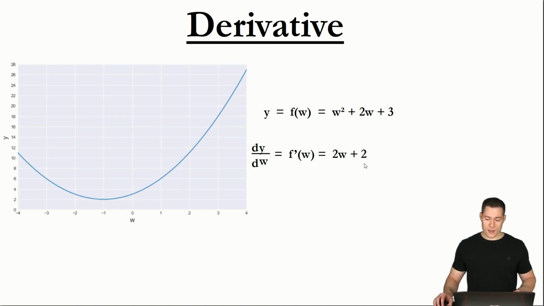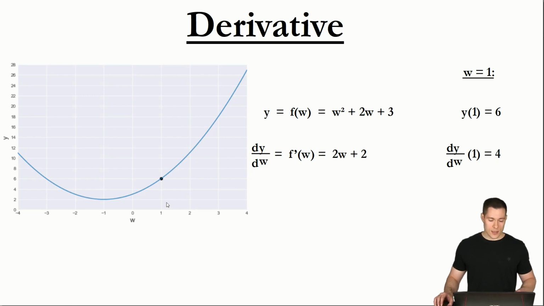And what it tells us is the slope of this function. So the slope of this graph here for any given point. So for any given w. So let's say w is equal to 1. In that case, if we put that 1 into this equation here, then we can see that y is 6. So in the graph, we are at this point here. w is 1, and y is 6. And then if we put this 1 into the equation for the derivative, we can see that the derivative or the slope at this point is 4.